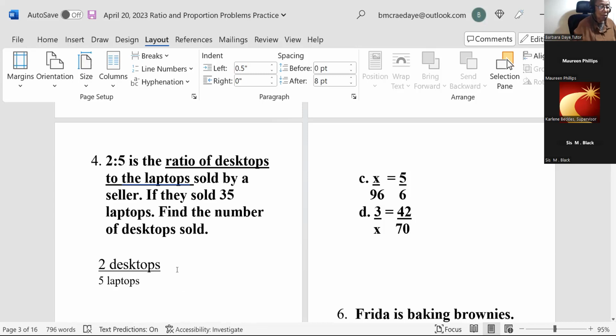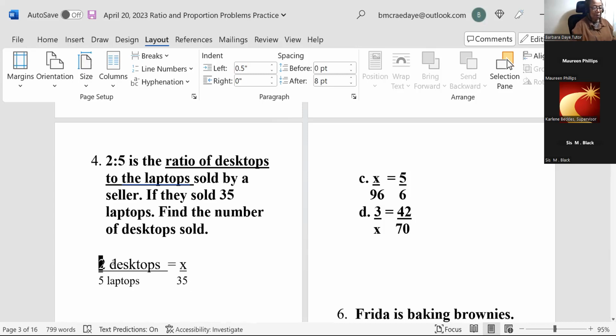Okay, equal. Now you sold what? 35 laptops. So this is your unknown X for desktops. You want to know the desktops, so that's what you're trying to solve, right? And your laptops is 35, so put the 35 right here. Now cross multiply and solve for X.